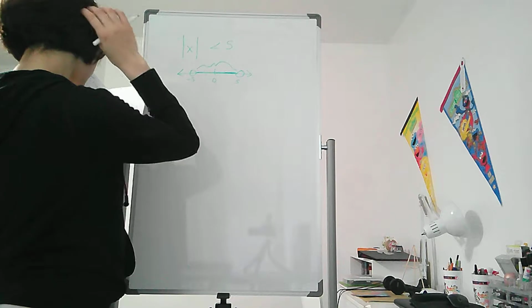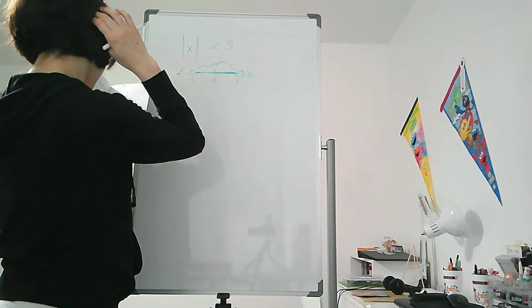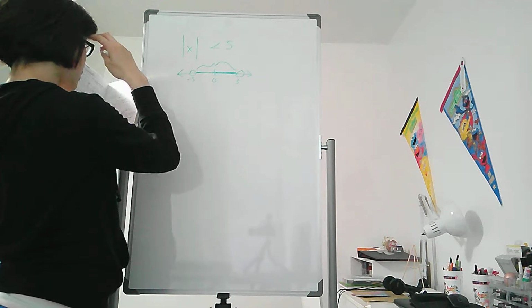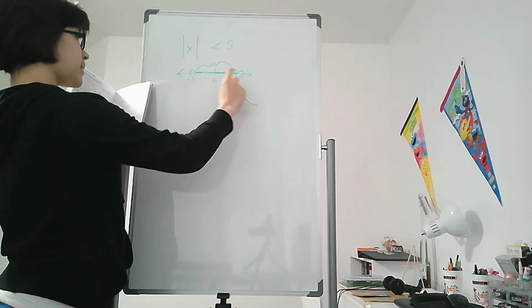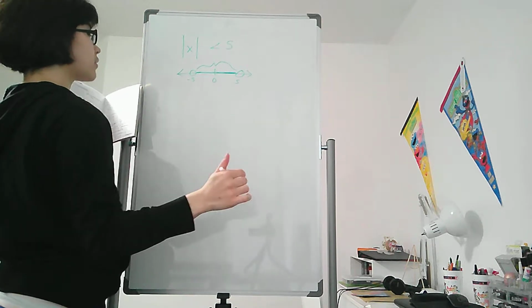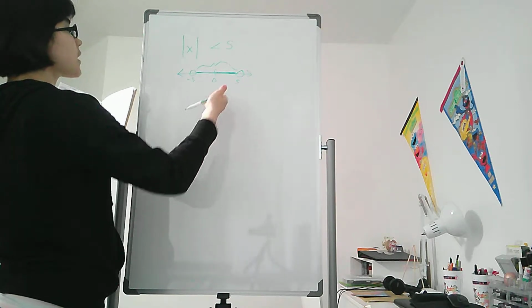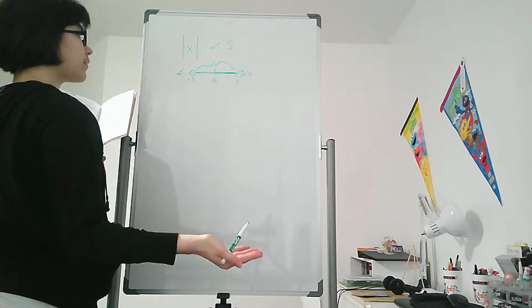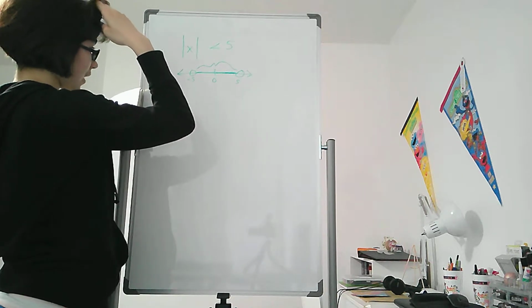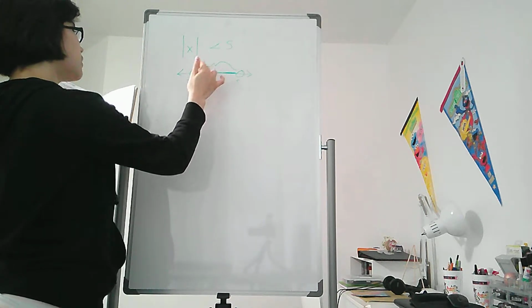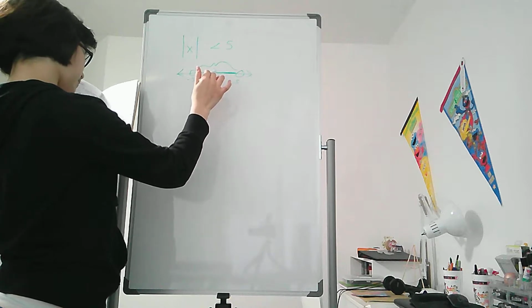Also, one thing, these are open circles. That means -5 and 5 are not part of the solution, because you can't say 5 is less than 5, or that the absolute value of -5 is less than 5. It equals 5. So it has to be this area in the middle.